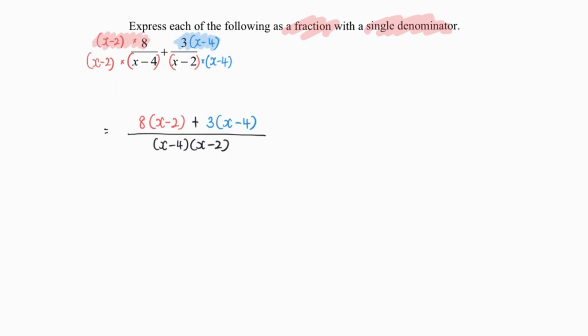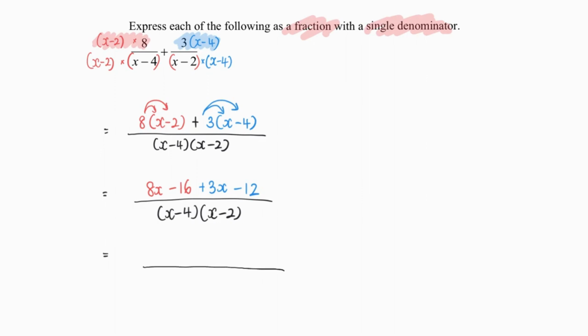The next step for me would then be to simplify the numerator. 8 times x, 8x. 8 times negative 2, negative 16. Positive 3 times x, positive 3x. Positive 3 times negative 4, negative 12. And finally, I will then be able to get the final answer.